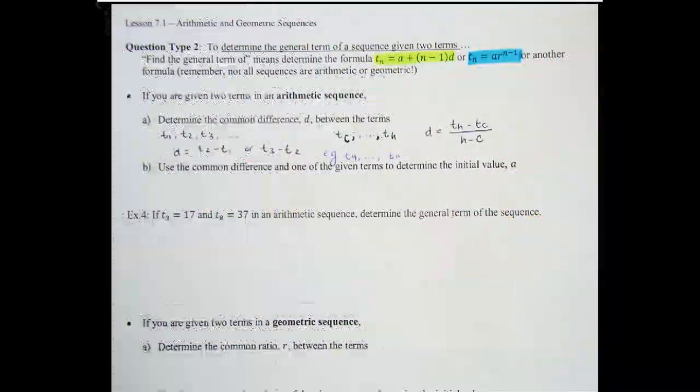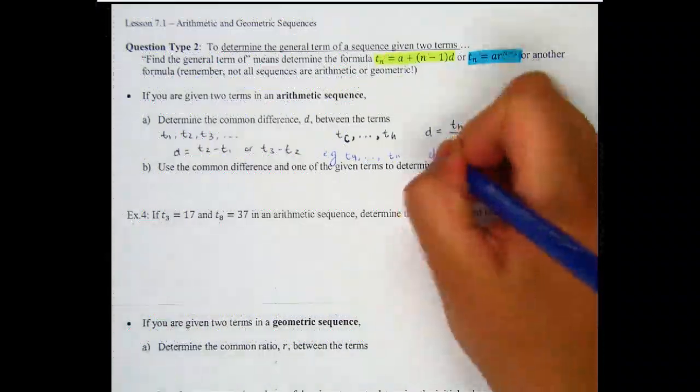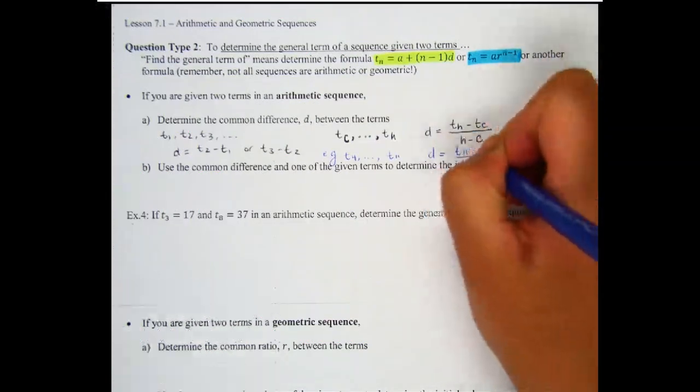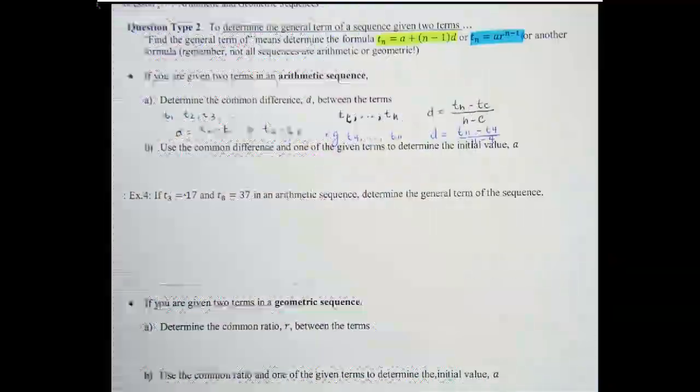So for example, if you know the 4th term and the 11th term, in order to find the common difference, you're going to take the 11th term, subtract the 4th term, and you're going to divide by 11 minus 4. Once you've done that, you can use the common difference and one of the given terms to determine the initial value a. So let's go over this example.